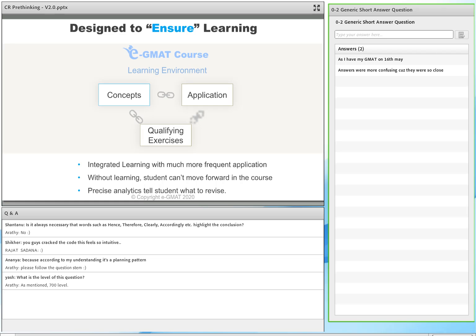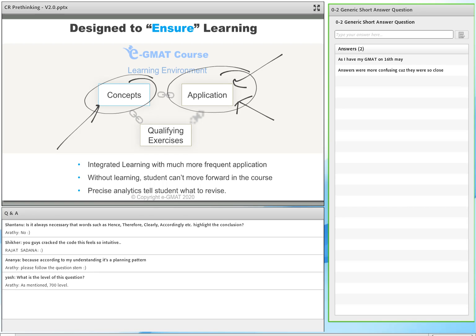This is an architecture which is designed to ensure learning. We teach you concepts, we evaluate you on concepts, we give you personalized feedback on concepts. Then we teach you application, we evaluate you on application, we give you personalized feedback. And this personalized feedback is really important. Why? Because as I said, each one of you is different. Each one of you will have your own strengths and weaknesses. Each one of you will be comfortable with certain sort of context and not as comfortable, which means this feedback will enable you to revise the stuff that you're not as comfortable with right then and there.